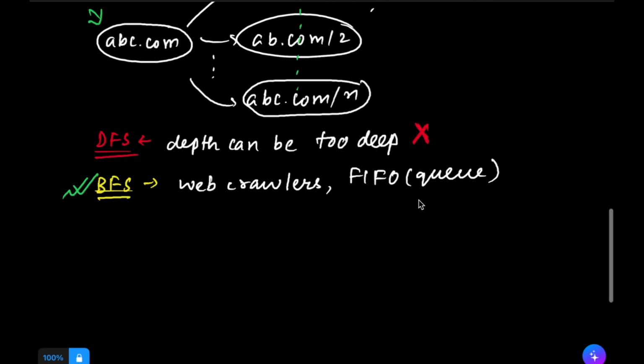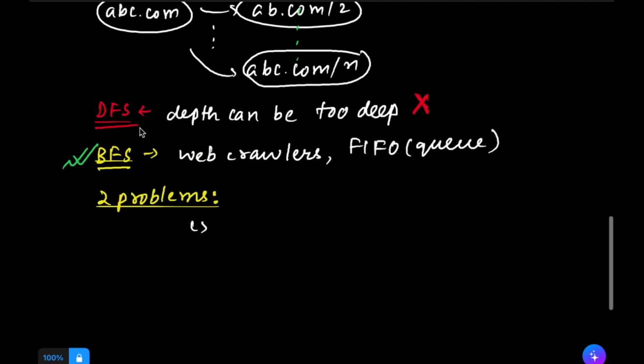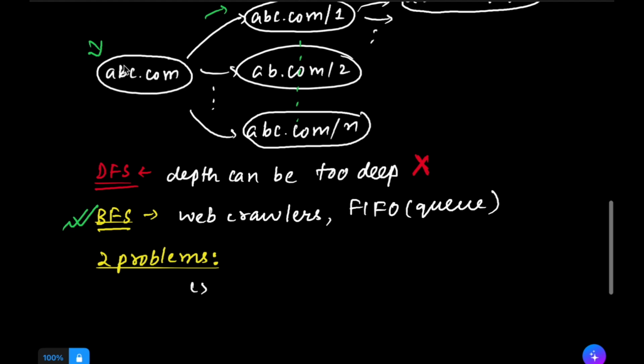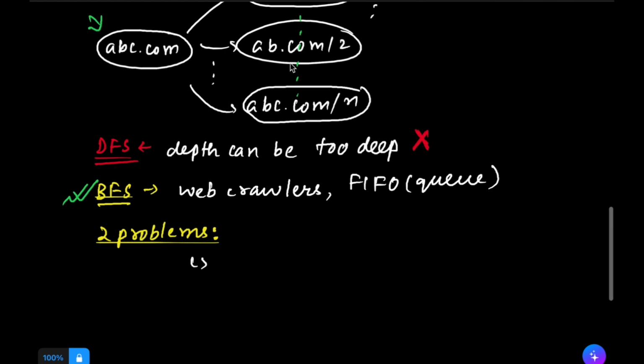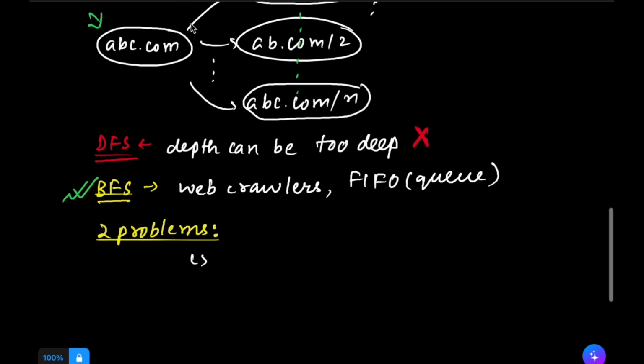But there seem to be two problems when we use BFS. There are two situations which might arise. One is, as you can see, most of the links of this web page link to the same host, which is abc.com. Suppose the web crawler is running in parallel and picking up the URLs from the queue in parallel and processing them. What might happen is that a huge number of requests can go to this host server in a short span of time. This is not a favorable situation, and this is termed as impoliteness.